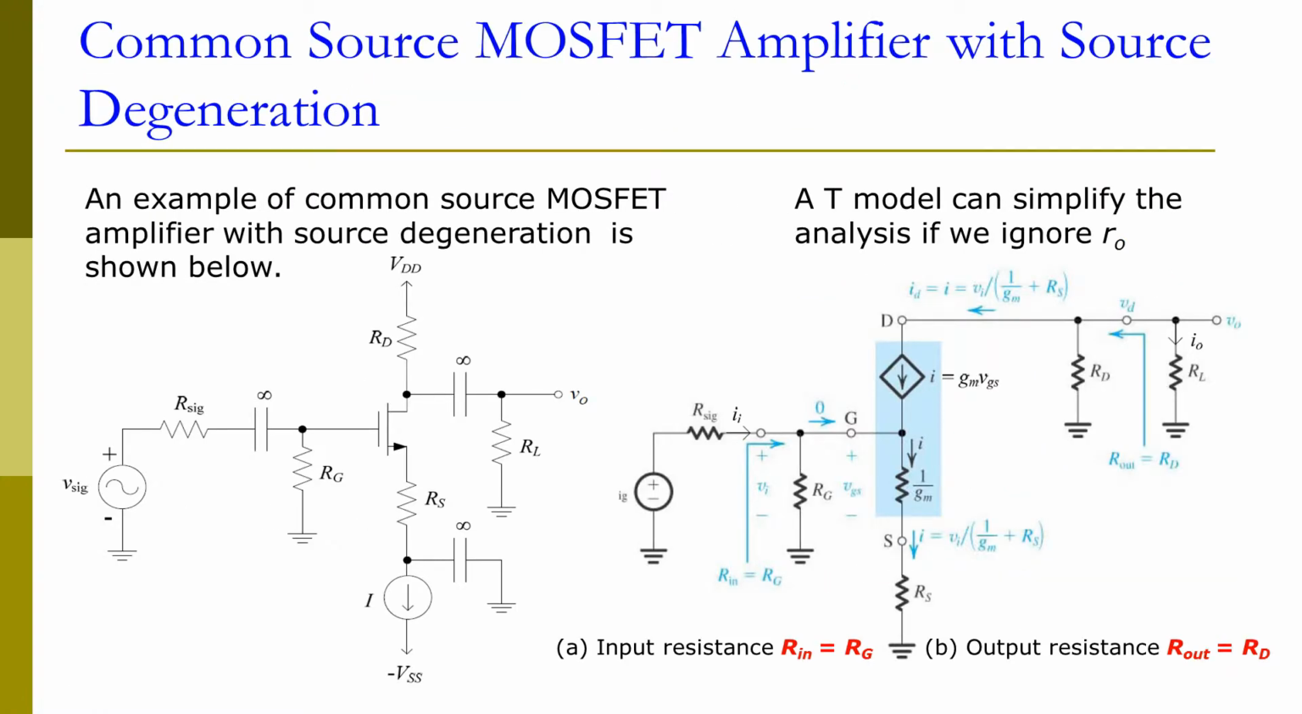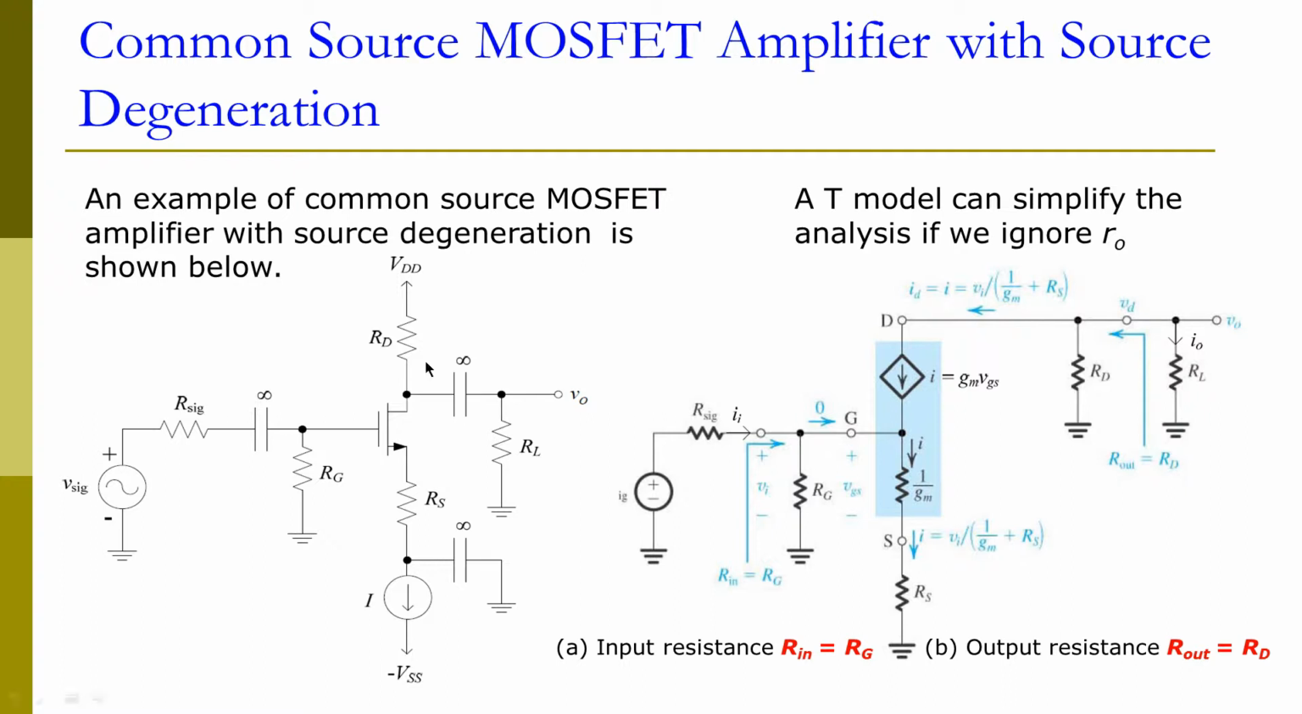Sometimes we put a resistor at the source without bypassing it with the capacitor CS. This is called an amplifier with source degeneration, and here is the configuration. Typically in this configuration, we will have a dual voltage supply, which is VDD and negative VSS. In this case, we can use a current source to bias the transistor. This current source can be made from a current mirror.